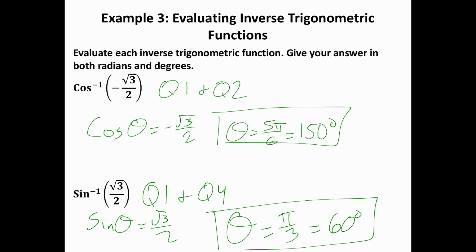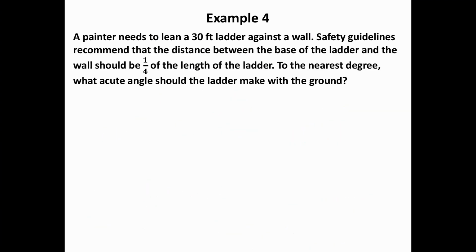All right. Let's keep this going. We're going to change it up a little bit. We're going to say a painter needs to lean a 30-foot ladder against a wall. This seems unrelated. Whatever, we'll figure it out. Safety guidelines recommend that the distance between the base of the ladder and the wall should be 1/4 the length of the ladder. To the nearest degree, what acute angle should the ladder take with the ground?